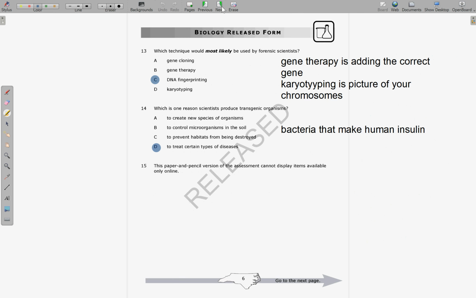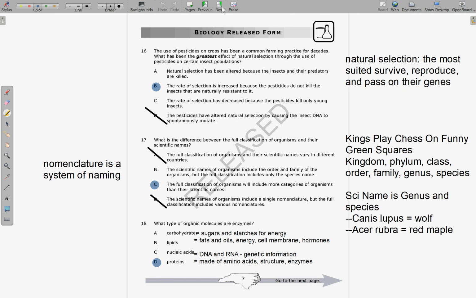You can read these for yourself. Just pause if you need to. Number 14, the example there of treating a disease with a transgenic organism would be like bacteria programmed to make human insulin.